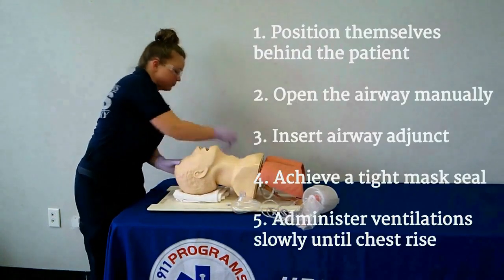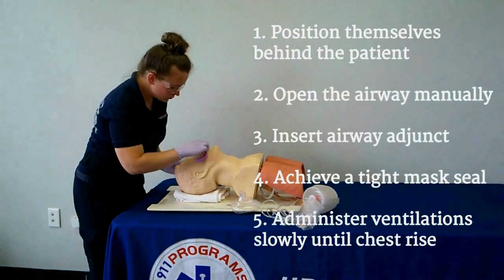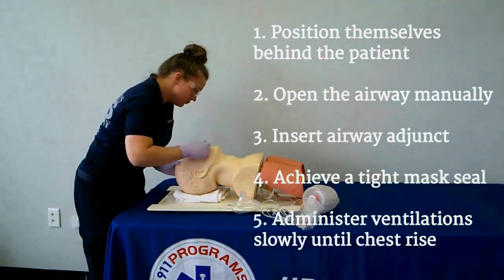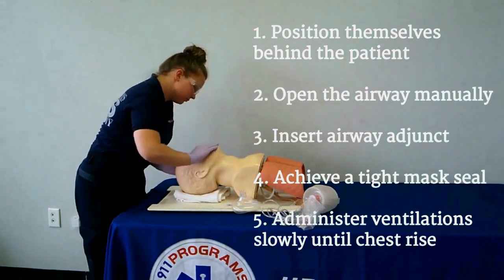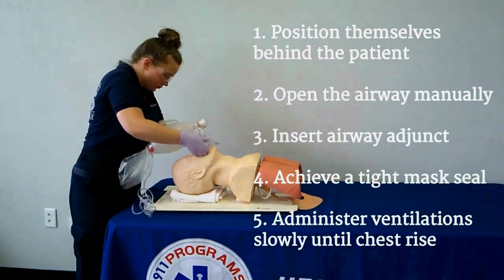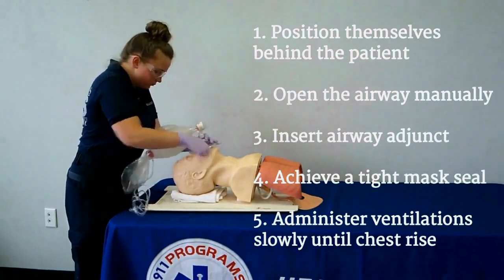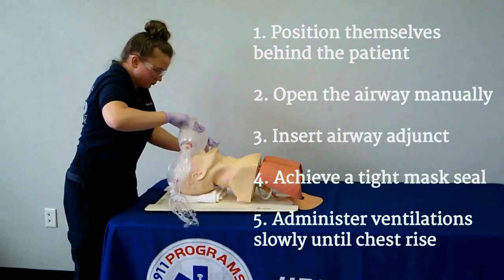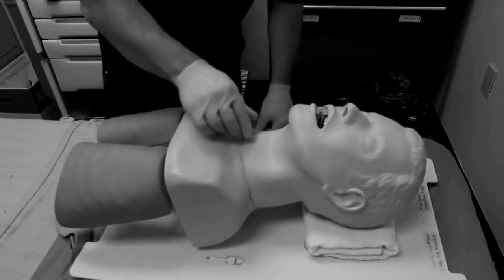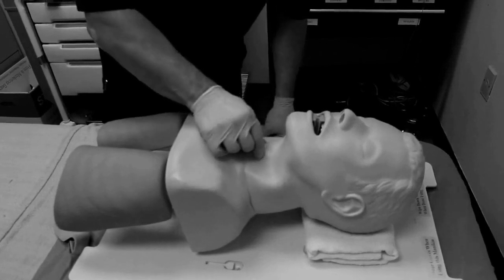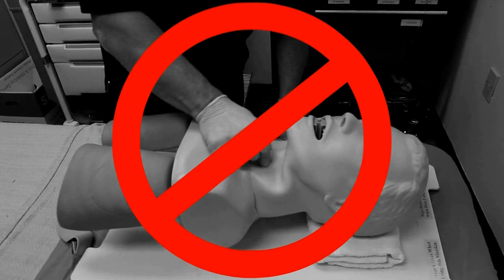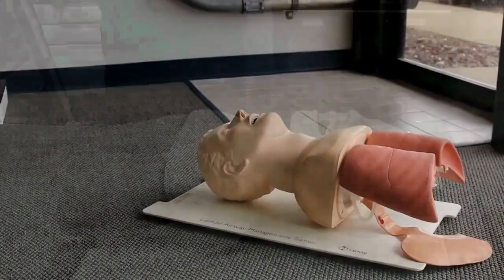Position themselves comfortably. Open the patient's airway manually, preferably in the sniffing position. Use an airway device such as an OPA or NPA. Administer breaths slowly, ideally over 1 second. Stop inflation once chest rise is visible. The application of cricoid pressure or Sellick's maneuver is no longer recommended according to the 2010 American Heart Association guidelines.